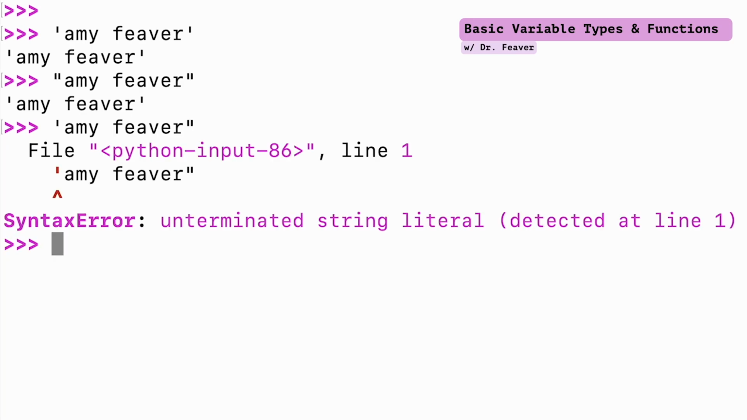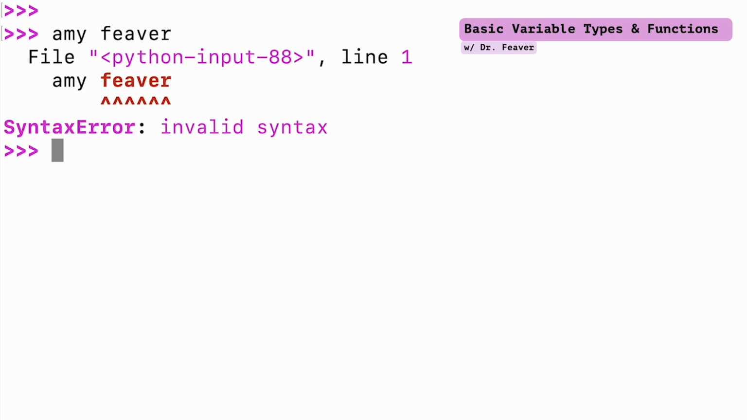You can see it changed it to single quotes, but single quotes or double quotes will be read as a string in Python. The only thing to be aware of is you don't want to write Amy Fever and then switch, so you don't want to have single quotes mixed in with double quotes. It doesn't know what to do with that. It says unterminated string literal because it knows the string starts here, but it doesn't see the string ending.